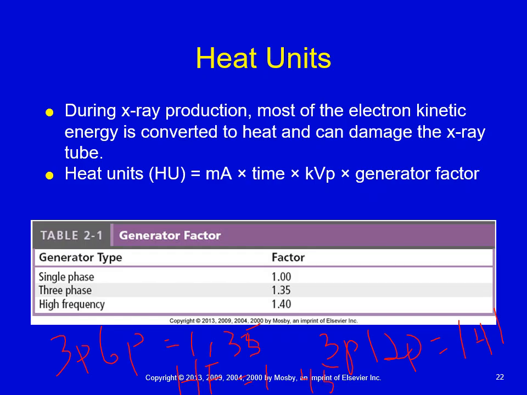1.45. All right. And as I mentioned, some books will write this particular formula as KVP times MA times time or seconds times C. So it doesn't matter if you see it this way, it doesn't matter what order it is, you just are multiplying the factors together.